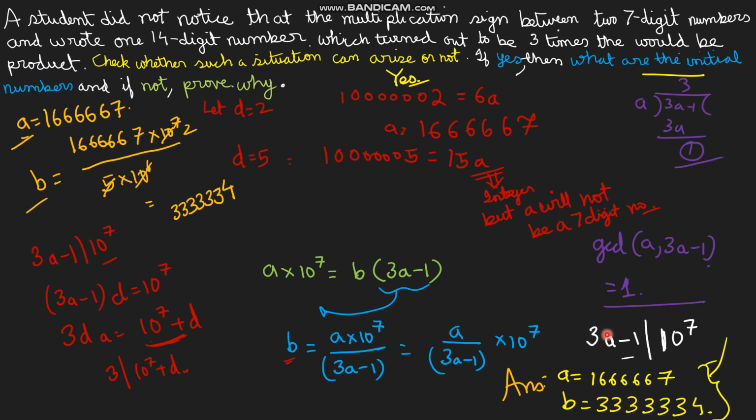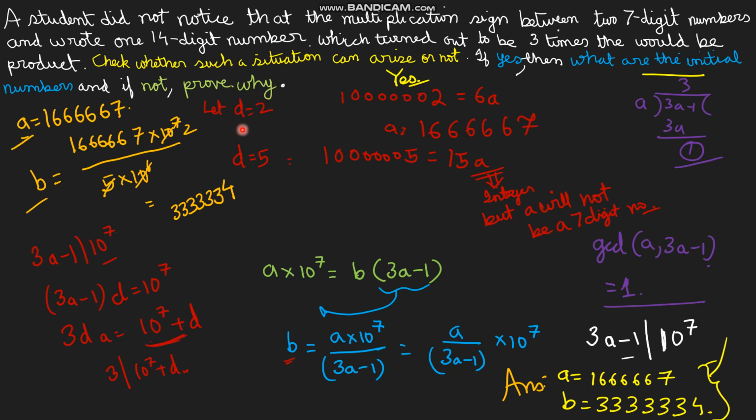Now we can write that 10 to the power a minus 1 equals 10 to the power 7. Now we wrote this 10 to the power a minus 1 is 10 to the power 7 again. And now we multiply this by d. D must be an integer. D is an integer here. And this is 10 to the power 7. So we can write this as 3dA equals 10 to the power 7 plus d. Or 3 is a factor of 10 to the power 7 plus d.